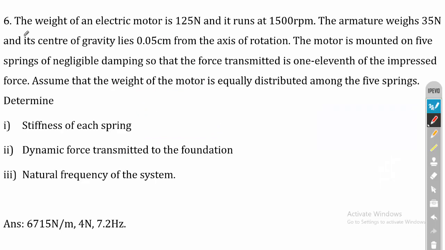So the tutorial problem is: the weight of an electric motor is 125 Newton. Here the mass is given in Newton, you have to convert it into kg. So remember that. And it runs at 1500 rpm, so n is given as 1500 rpm. The armature weighs 35 Newton, so m naught is also given in Newton, converted into kg. Its center of gravity lies 0.05 centimeter from the axis of rotation. The meaning is the armature has an eccentricity of 0.05 centimeter, converted into meter.